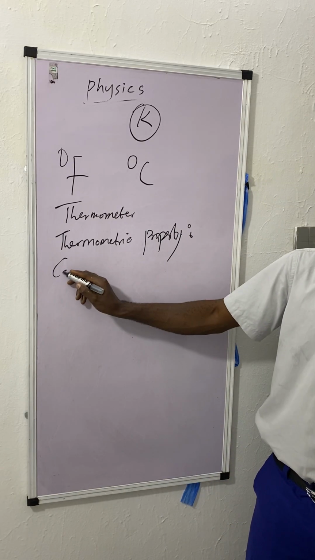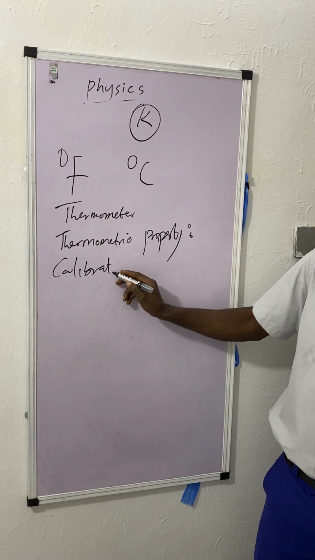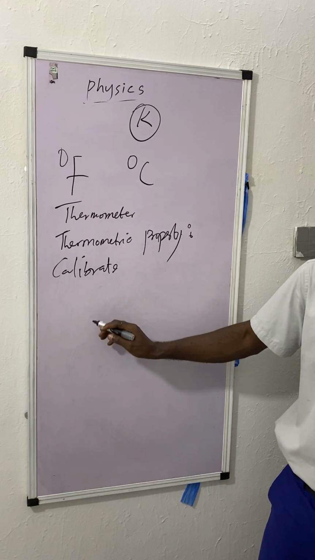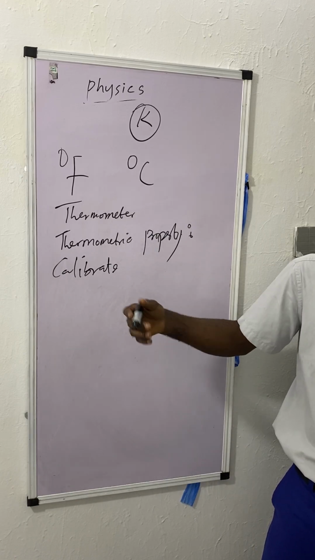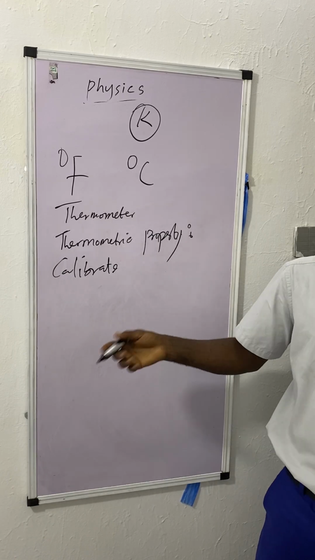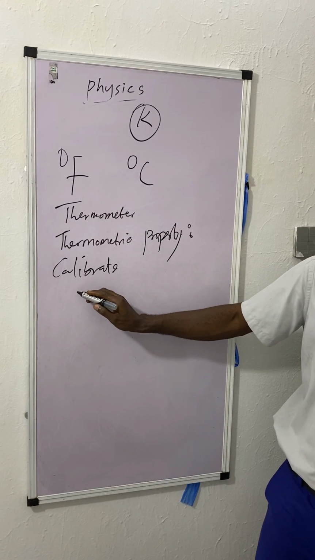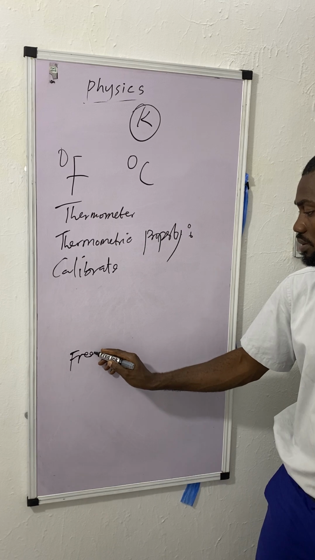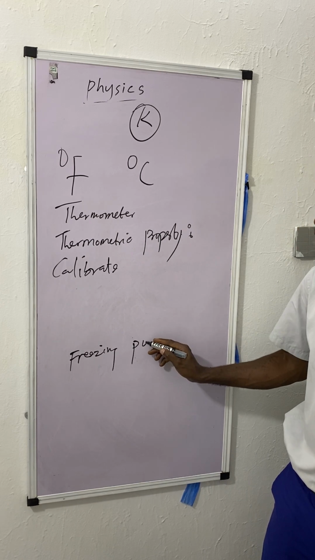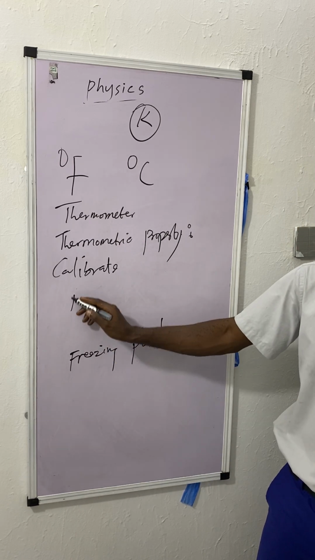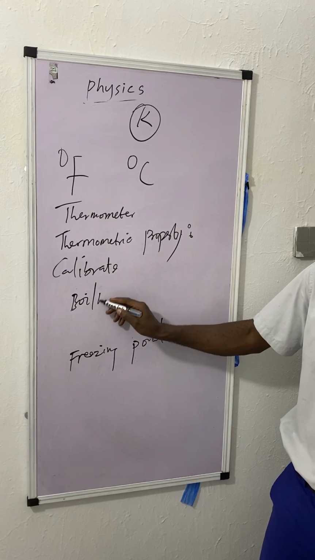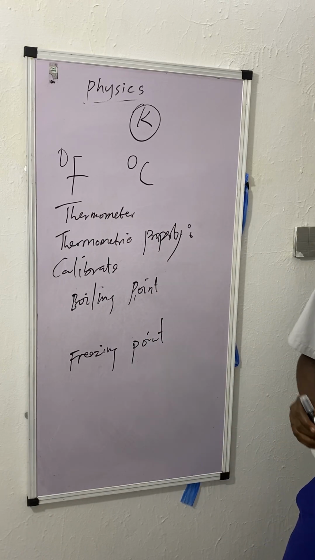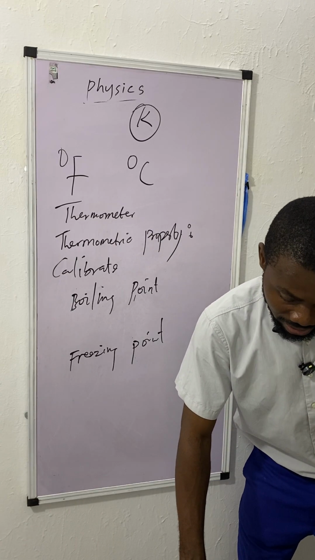So usually we calibrate thermometers. We give it what they call the freezing point and boiling point. We put freezing point as the lowest mark. Then we put boiling point or steam point as the highest. So that's how we usually calibrate the thermometer.